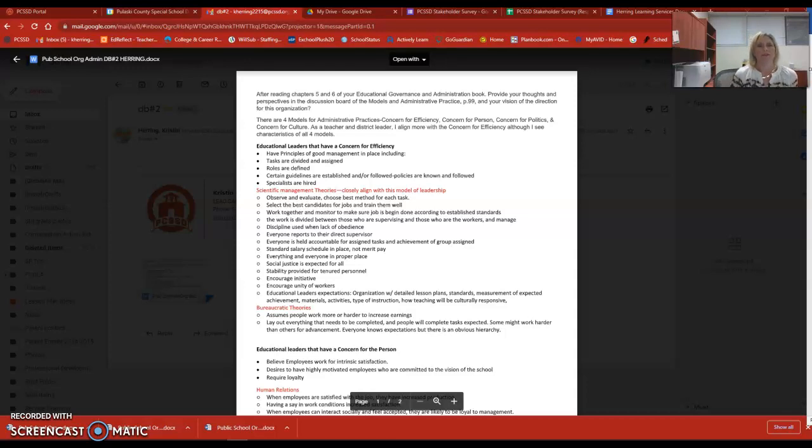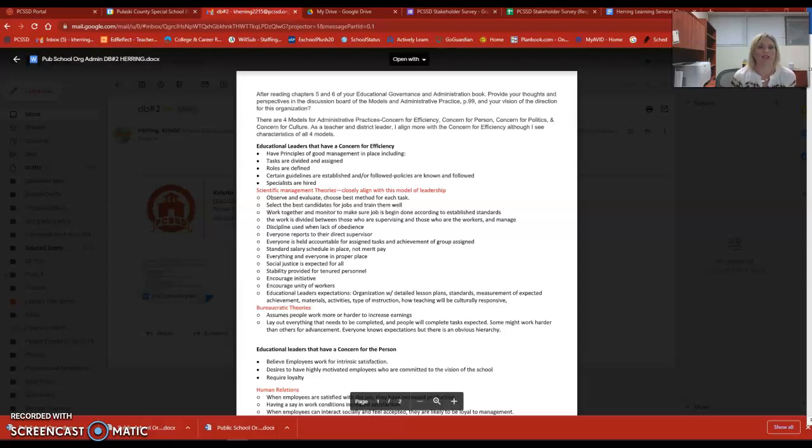There are 4 models of administrative practices that we read about: concern for efficiency, person, politics, and culture. As a teacher and district leader, I align more with the concern of efficiency, although I see characteristics of all 4 models that I carry and that are necessary for leaders to be successful.